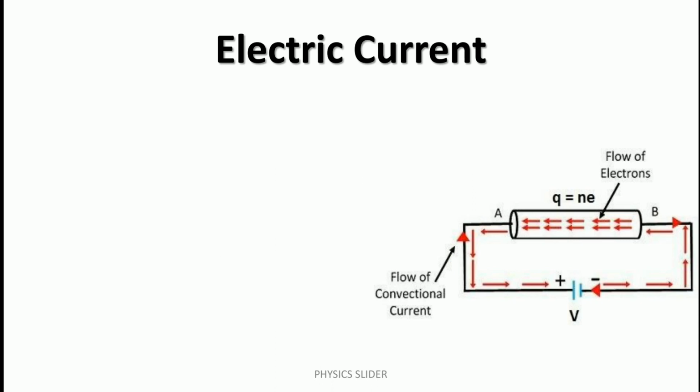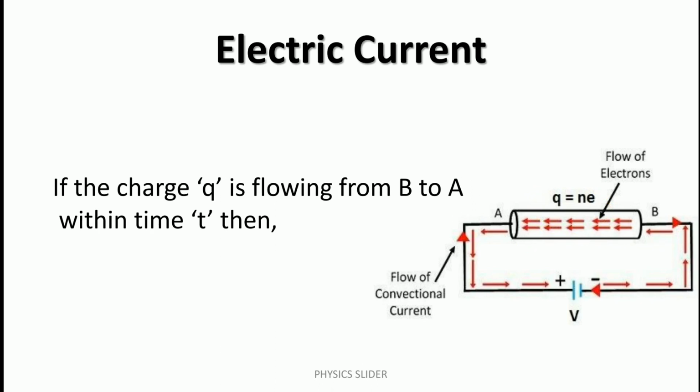So these negative charges, or electrons, take some time to move from B to A. Let us consider, if the charge Q is flowing from B to A within time t, then the electric current flowing in this conductor will be given as I is equal to Q upon T, where Q is the charge flowing and T is the time taken.